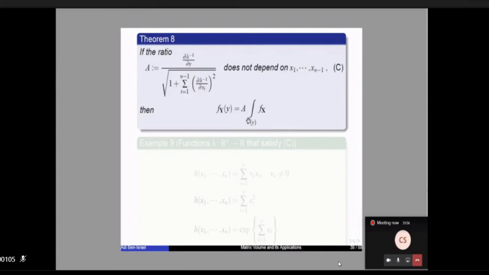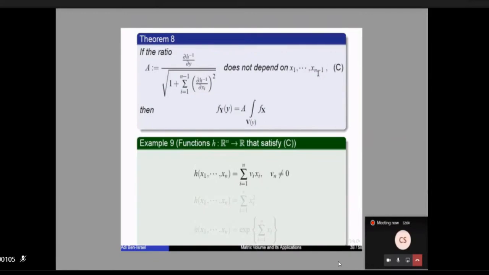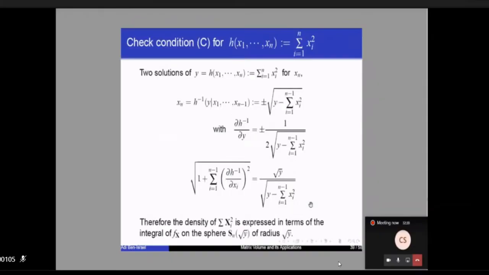This is where the random variable y has the value small y. Now, why would this condition be satisfied? Well, it is satisfied for some very useful functions. For example, the linear combination of the x's, the sum of x squared, or the exponential of the sum of the xi's. So for these three functions, perhaps others, we can get very simple expressions for the density of the function of the random variables.